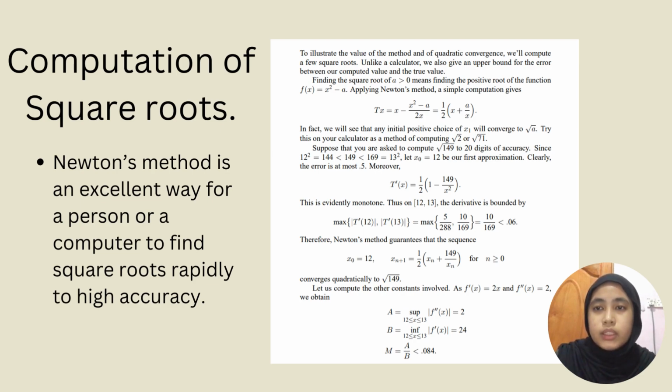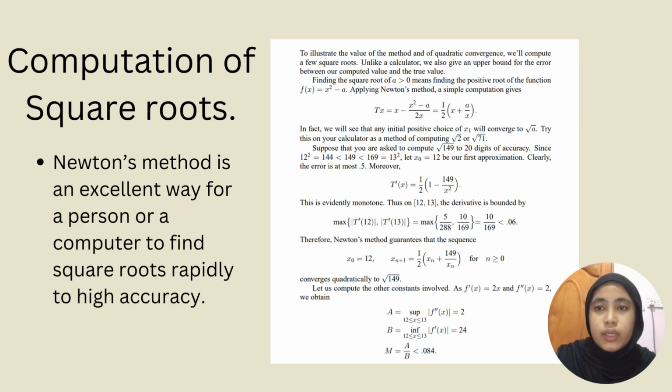Suppose that we are computing the square root of 149 to 20 digits of accuracy. Since 12 squared equals 144, which is less than 149, and less than 169, which equals 13 squared, let x0 equal 12 be our first approximation. Clearly, the error is at most 0.5. Moreover, T prime of x equals 1 over 2 times (1 minus 149 over x squared). This is evidently monotone. Thus, on [12, 13], the derivative is bounded by 10 over 169, which is less than 0.06.